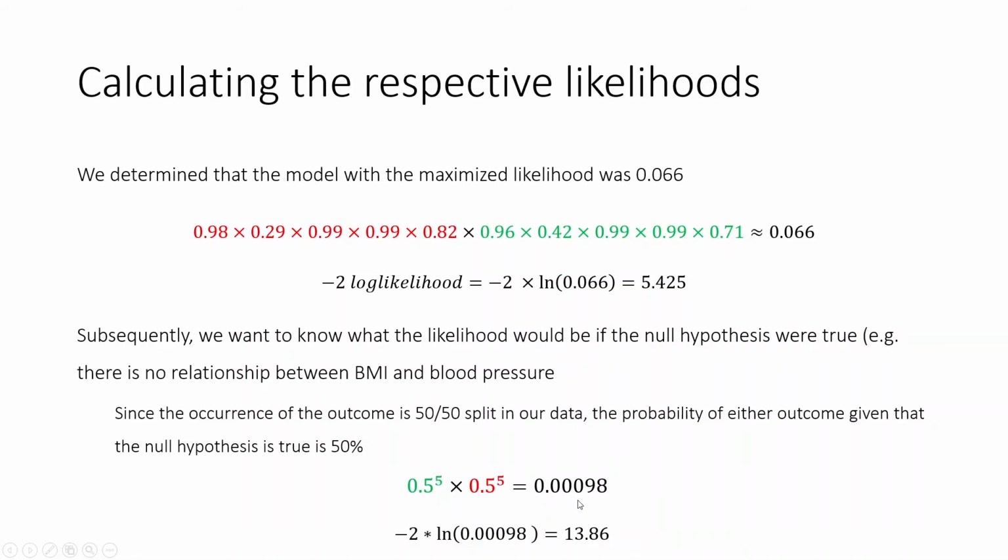And you can already see that this figure is a lot tinier than the one that we saw with our previous model. And of course, we take the -2 log of that, and we arrive at the -2 log likelihood of the empty model, or the null model, which in this case is 13.86.